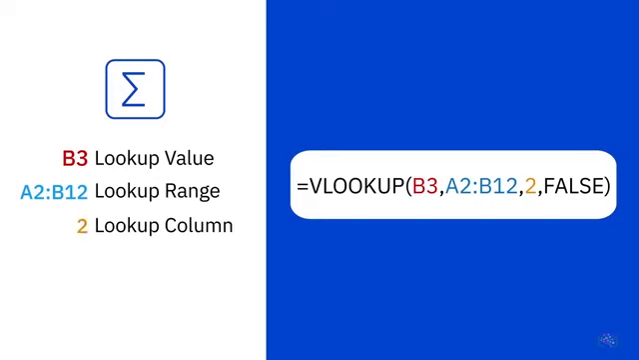2 is the lookup column number, that is, the number of the column in the lookup table that contains the value you are looking for. In a formula, Excel references this as col_index_num. FALSE is an optional parameter that determines whether the match found has to be exact, denoted by FALSE, or can be approximate, denoted by TRUE. In a formula, Excel references this as [range_lookup].